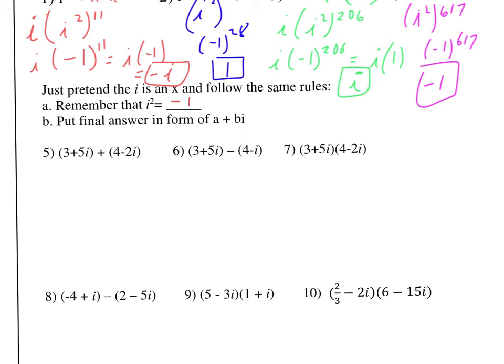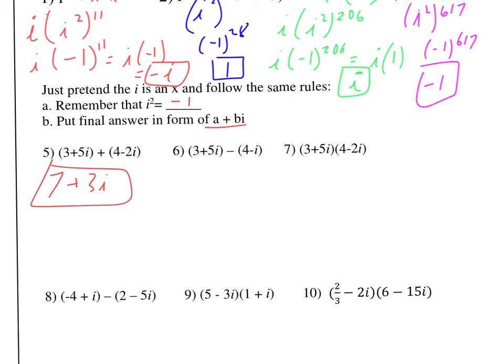So number 5 here is just combine like terms. So we do 7, and then 3 plus 4 is 7, and then 5i minus 2i would be plus 3i. One more thing here, it does say put your answer in the form of a plus bi, so they just want the complex number back.